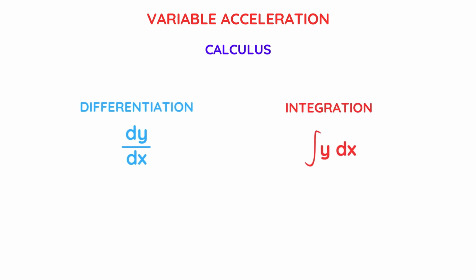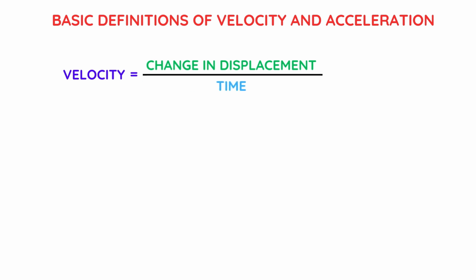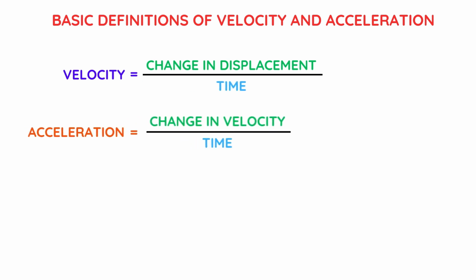To solve these, we need to go back to the basic definitions of velocity and acceleration, where velocity is the change in displacement with respect to time. Acceleration is the change in velocity with respect to time. In terms of calculus, v equals ds by dt, thus velocity is the derivative of displacement with respect to time, and a equals dv by dt, meaning acceleration is the derivative of velocity with respect to time.